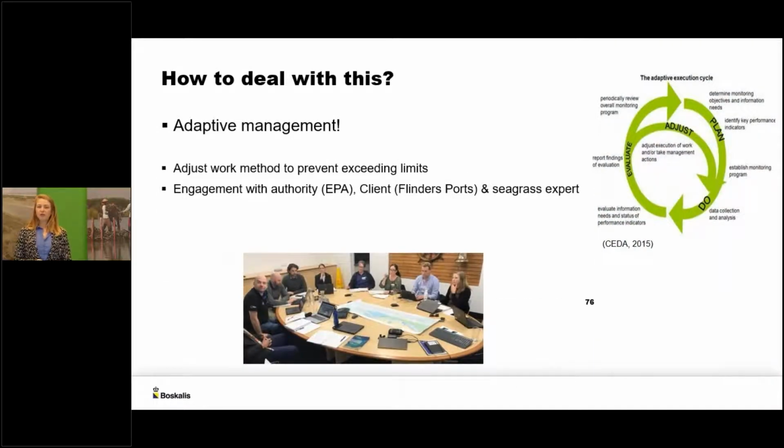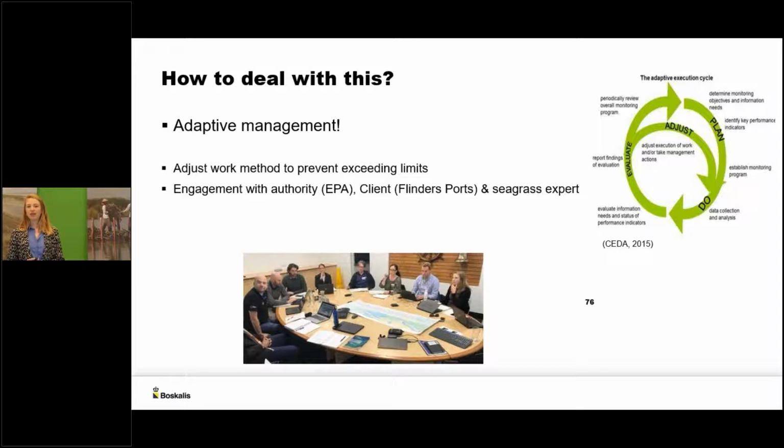So how did we deal with this? Well, actually, adaptive management was the perfect tool to do this. So during the works, when we exceeded those alarm levels, we adjusted our work method, we played with the tide, worked with our dredger at different locations. And we also engaged with the authorities and with the client in this process to help understand with all of us how effective those actions were.